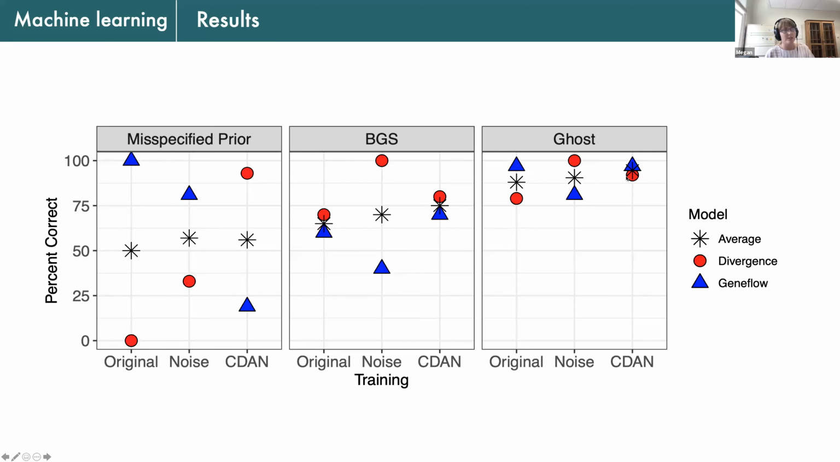And then in the ghost introgression case, we see the best performance. We see an increased correctness, so we're getting closer to those baseline values of nearly 100% accuracy. And we see really good balance between the two classes.